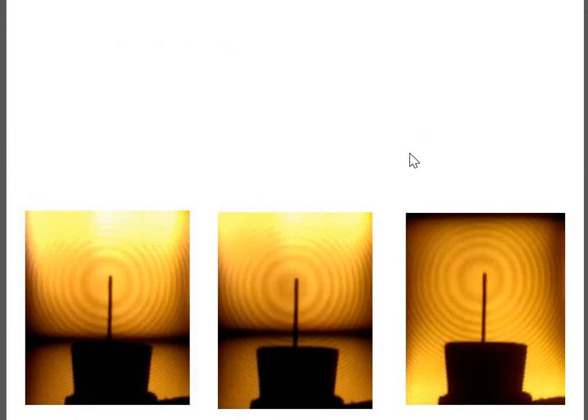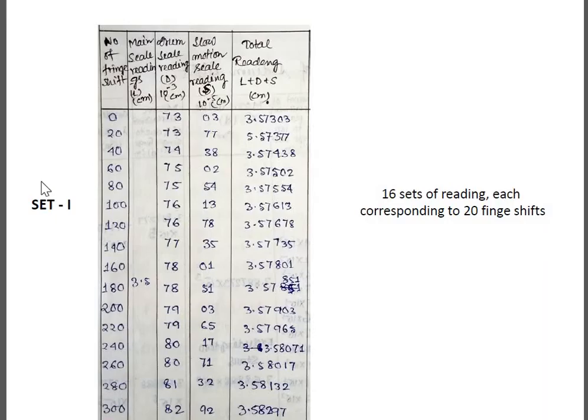See, this is how I am slowly changing the slow motion screw scale, right? And you see the fringes are being shifted, and we just count it. 1, 2, 3, 4, 5, 6, 7, 8. Okay, so this is how we measure this fringe shift.